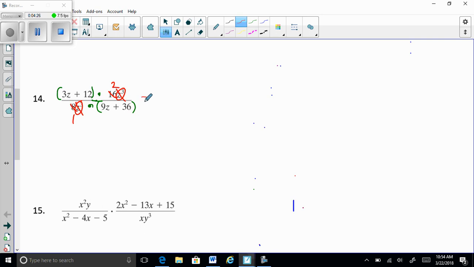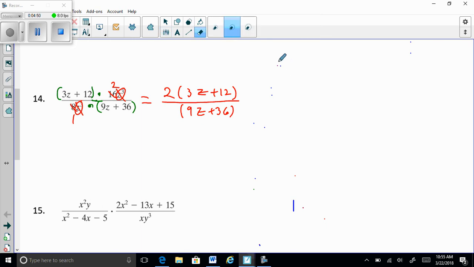So let's go ahead and write what we have left behind. I'm going to move the 2 to the front, and then that's going to be times 3z plus 12. And then on bottom, this turned into a 1, so you're left with 1 times this 9z plus 36 right here. And so what we'll do next is we'll go ahead and factor, and then things should start to cancel out, and it's just like the previous section.